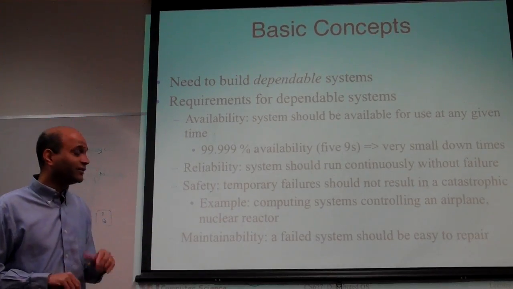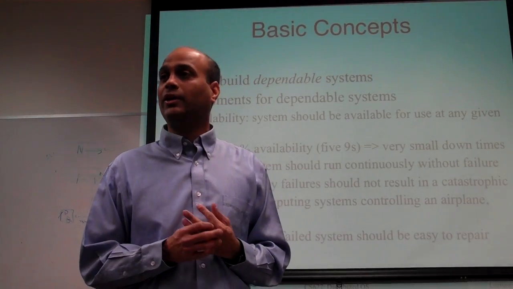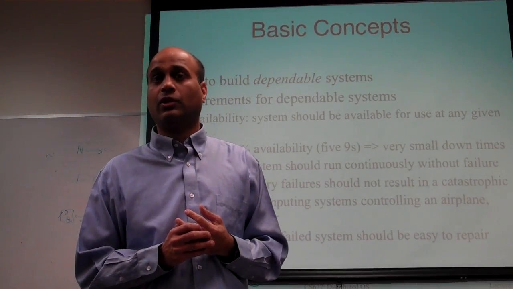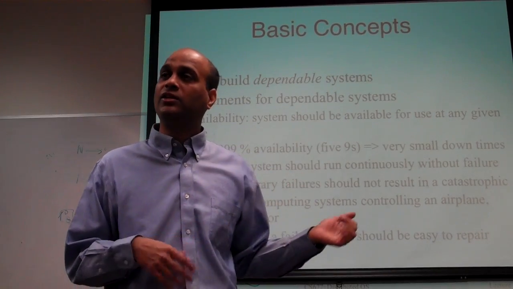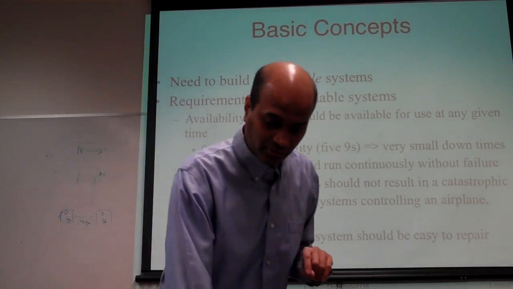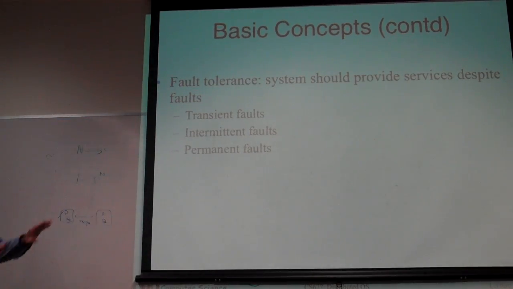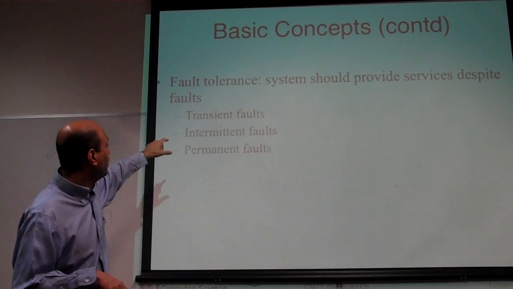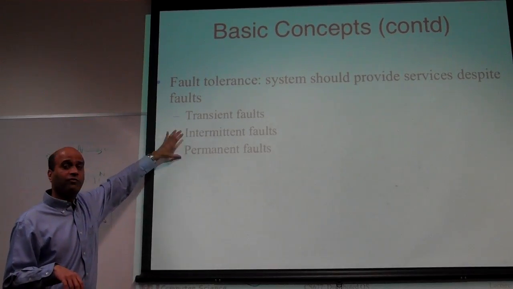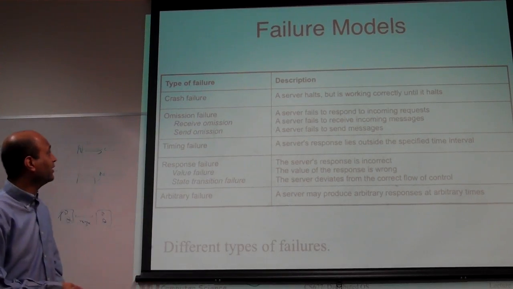Maintainability says a failed system should be easy to repair. If a system goes down, how quickly can you bring it back up? If you designed it well so that you can quickly repair it, then it is more maintainable than other kinds of systems. So there are many kinds of desirable properties. Now, when you try to design a system to be reliable, we have to worry about what kinds of faults exist. We will talk about transient faults, intermittent faults, and permanent faults. We have a little over time, so I'm going to quickly show this slide and then stop.